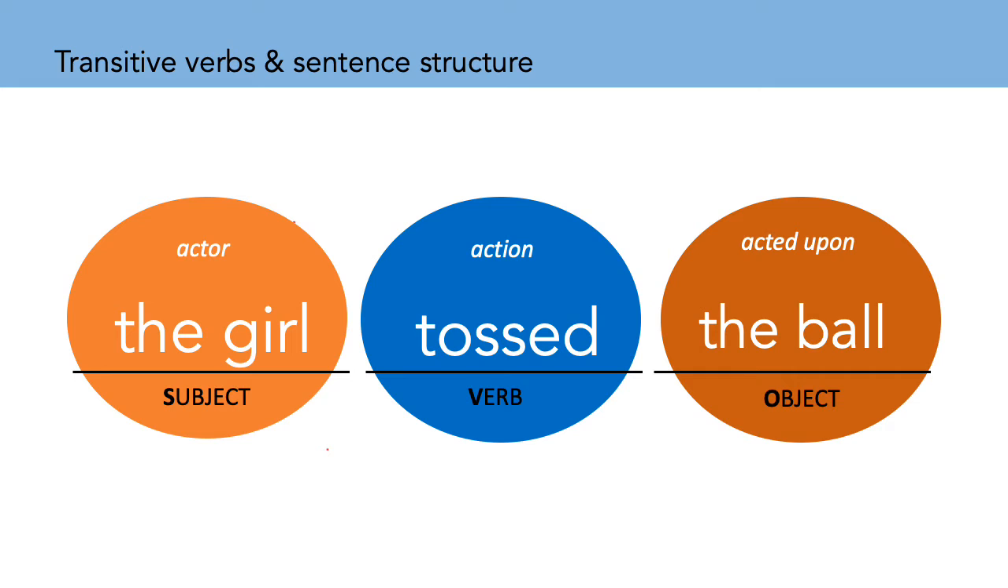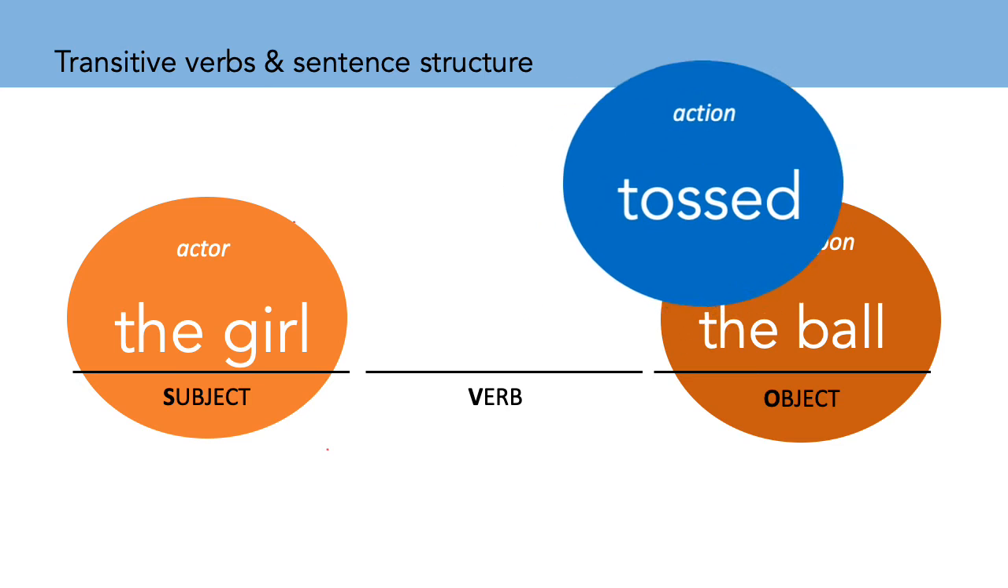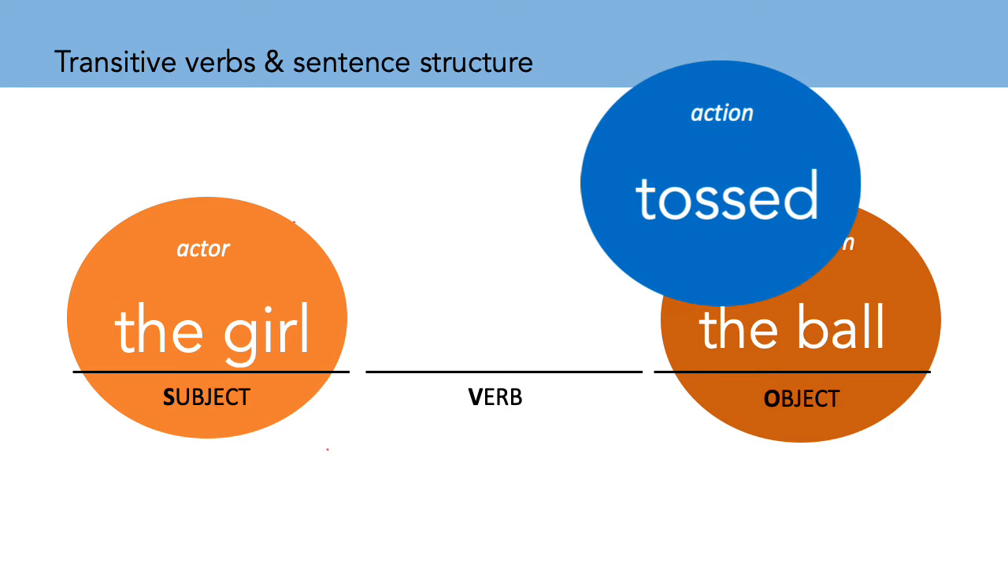Then, understand how the verb type affects the structure of a sentence. English has two classes of verbs, transitive and intransitive. Transitive verbs transfer the action directly onto the object, a noun. In this sentence, the girl tossed the ball, the ball is directly affected, so the object sits right after the verb.